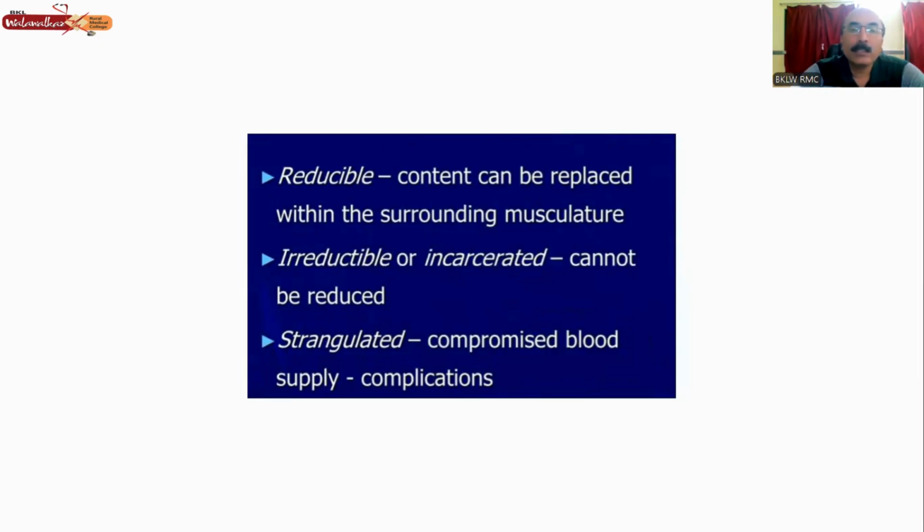Now, according to its contents, we can classify the hernia into three main types: reducible, irreducible, or strangulated. The term reducible simply means that the contents can be replaced in the peritoneal cavity. Irreducible hernias are those where we cannot reduce the contents, and strangulated means there is a compromise in the blood supply of the contents of the hernial sac. So it is a complicated variety of inguinal hernia.